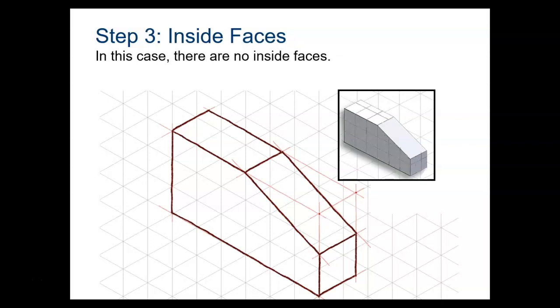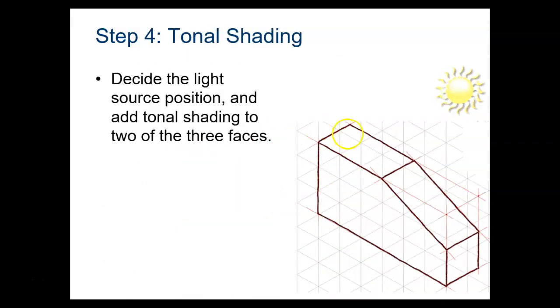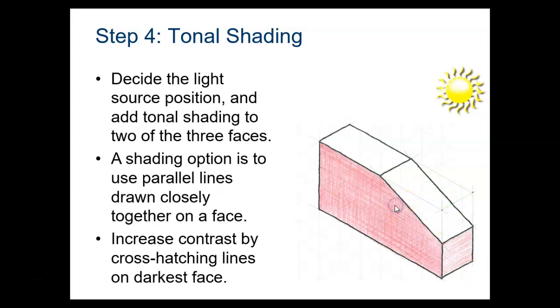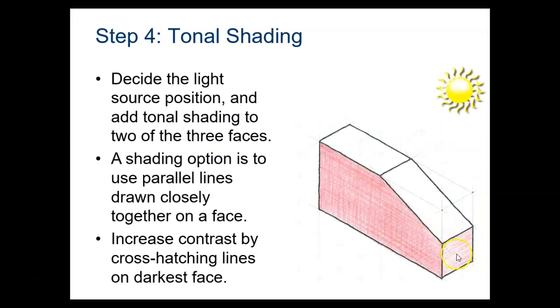Step 3, the inside faces. In this case, there are no inside faces. And always shade your objects. Decide the light source position and add tonal shading to 2 of the 3 faces. A shading option is to use parallel lines drawn closely together on the face. This is sort of like blending. You can use cross hatching or hatching. So this surface is a little darker than this surface, and we leave the tops not shaded.